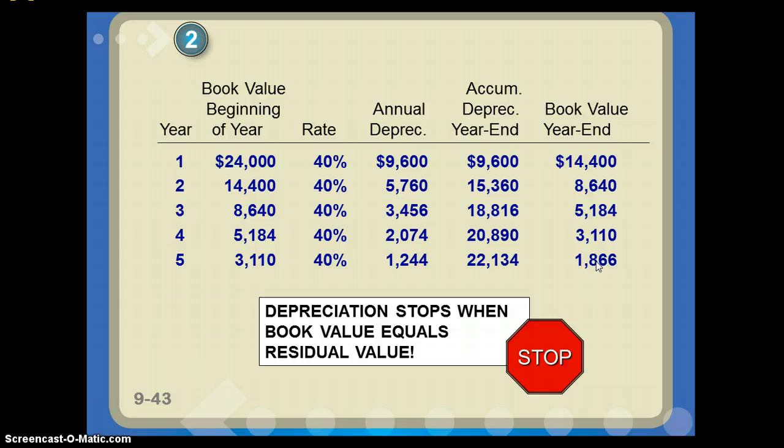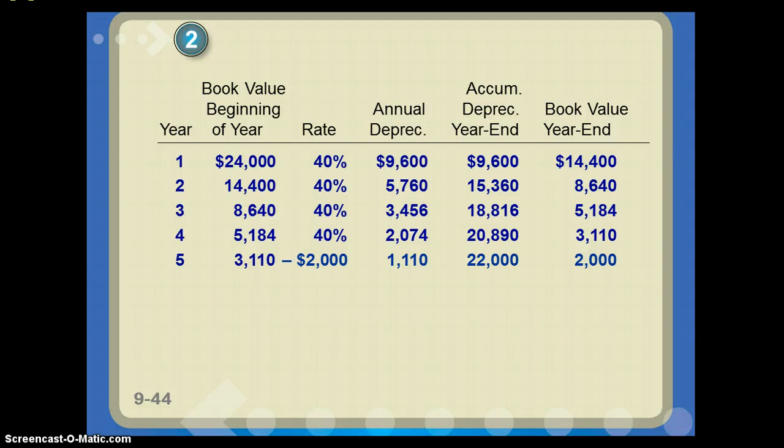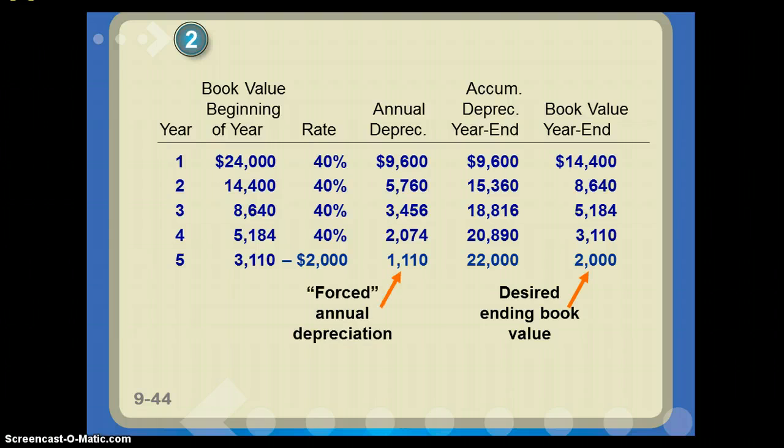We depreciated too much. So when we get to the last year, we have to look and make sure we don't over depreciate. If we take a look at what the depreciation should be, we have our desired ending book value of $2,000 and we work it backwards. The value of the asset at the beginning of the year was $3,110. We want to save $2,000 worth of it because that's what our desired ending value is. So the difference then is $1,100. So the last year we want to make sure we do not over depreciate.